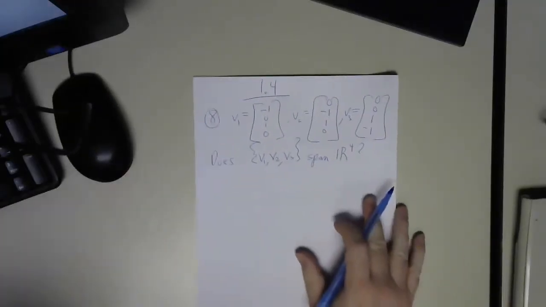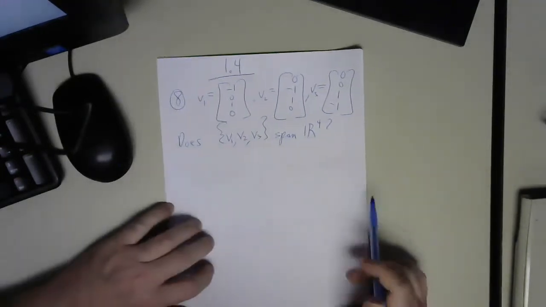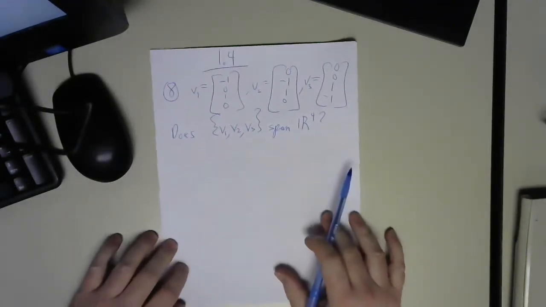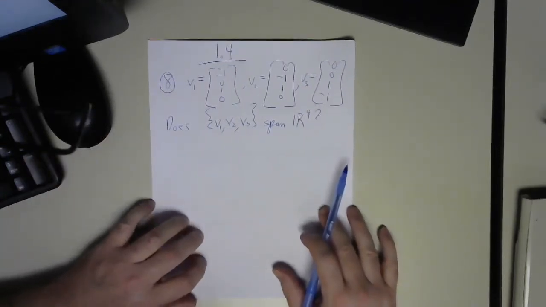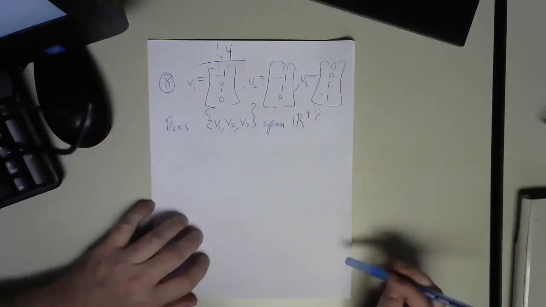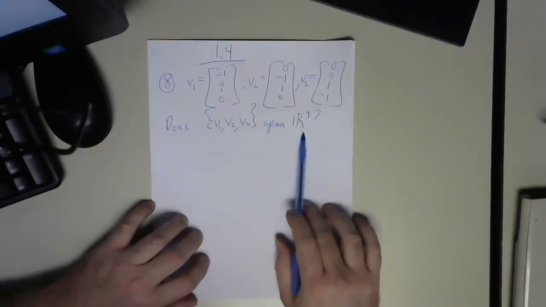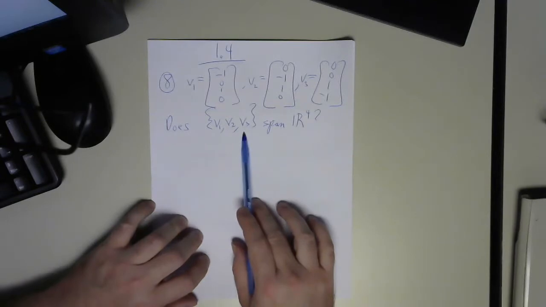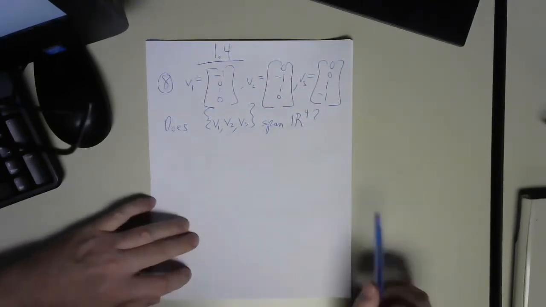This is problem number 8 from section 1.4. And the question is, does the collection of vectors v1, v2, v3 span R4? And that's four-dimensional space. Now remember, that means, if it's true, that every vector in R4 can be written as a linear combination of v1, v2, and v3. Is that true?